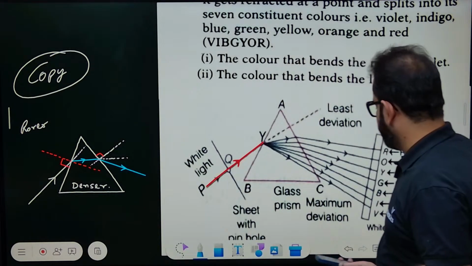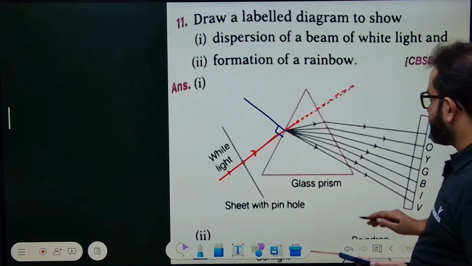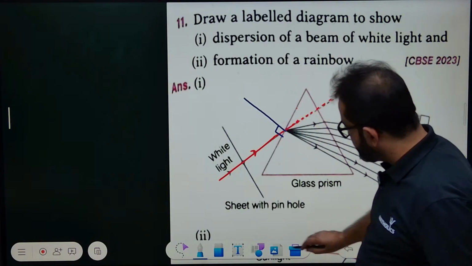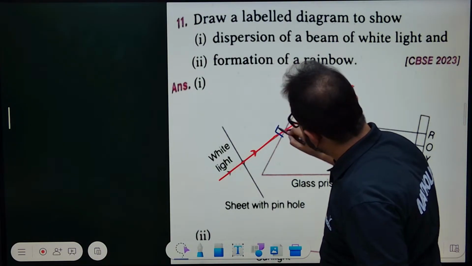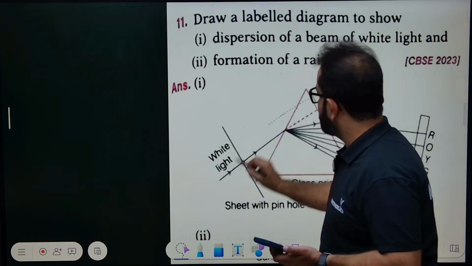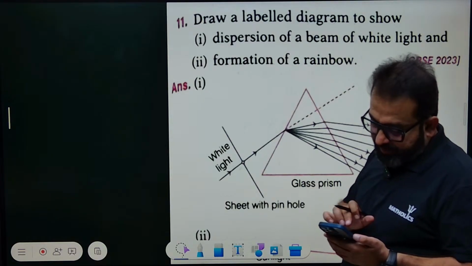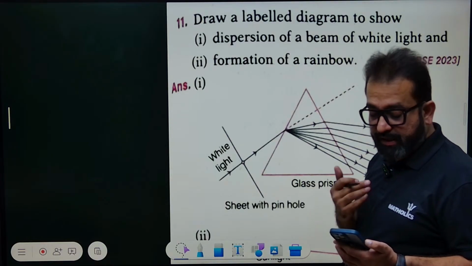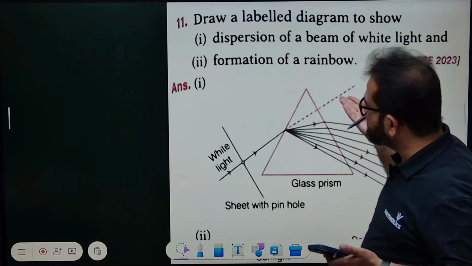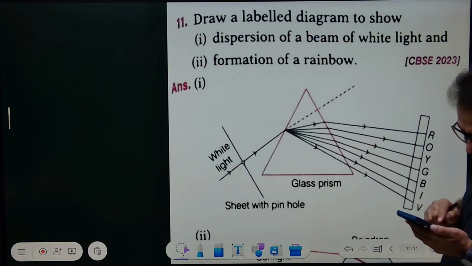How to make this diagram? In this diagram the incident ray is somewhat lower, right? In this diagram the incident ray is like this, so you have to draw the perpendicular towards this surface. Again I am drawing, so kindly focus. You must know how to draw this diagram. If the diagram is not neat and clear, forget about everything. This diagram carries 2 to 3 marks, so you must practice it.